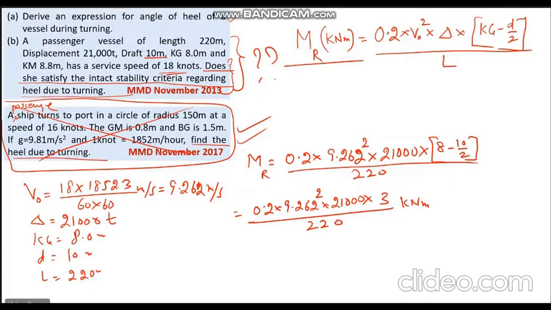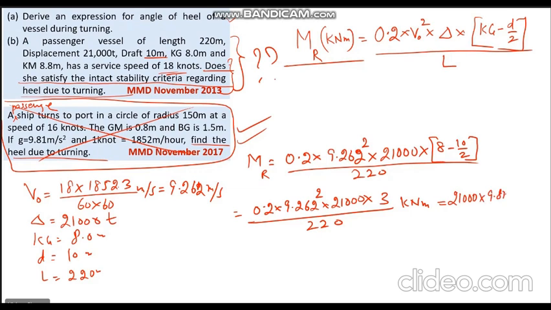Beta, at the angle of equilibrium, the healing moment will be equal to the righting moment. And what is the formula for righting moment from what we did? Mg GM sine theta, correct? Correct, sir. What is the mass of the ship? 21,000 tons. Correct.